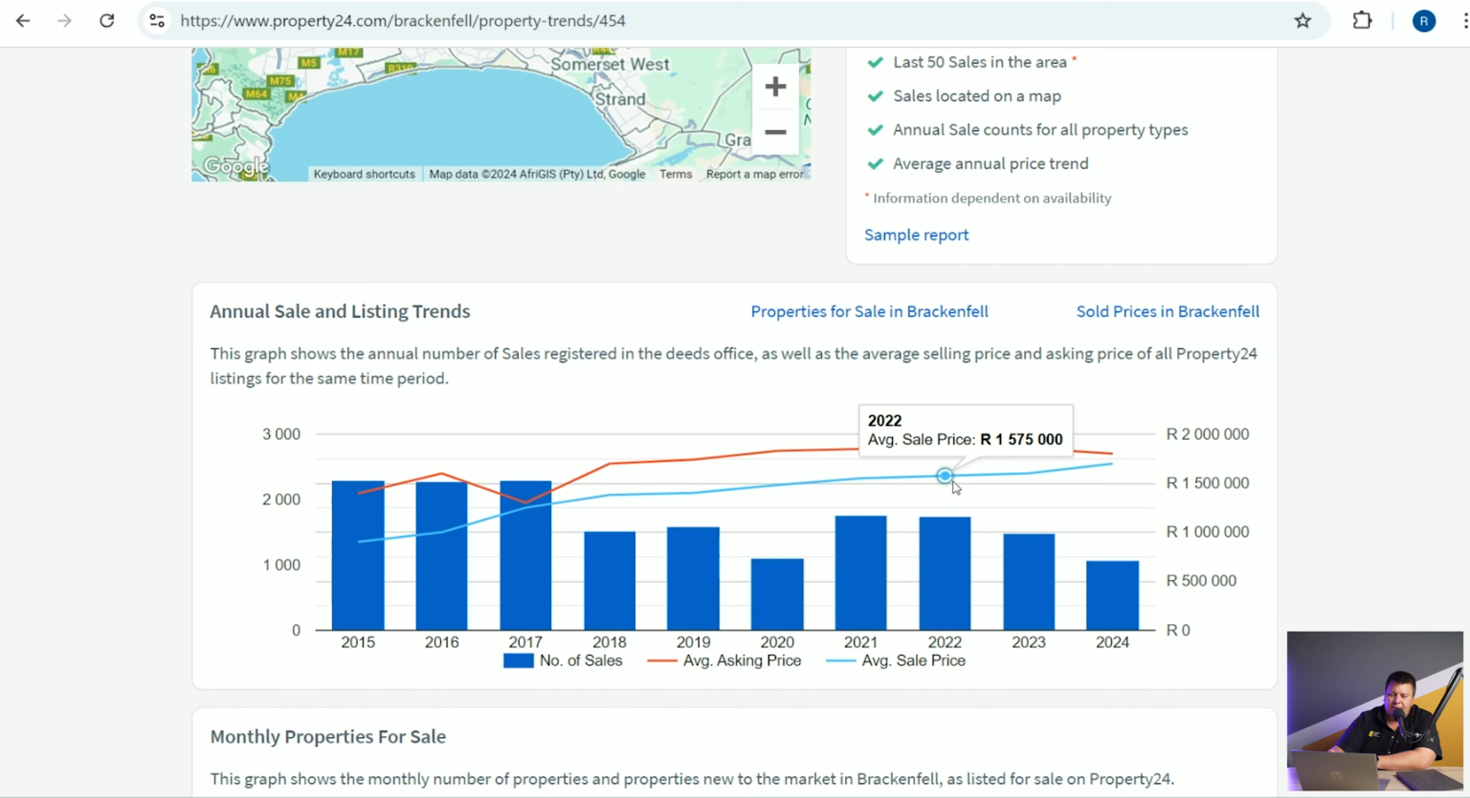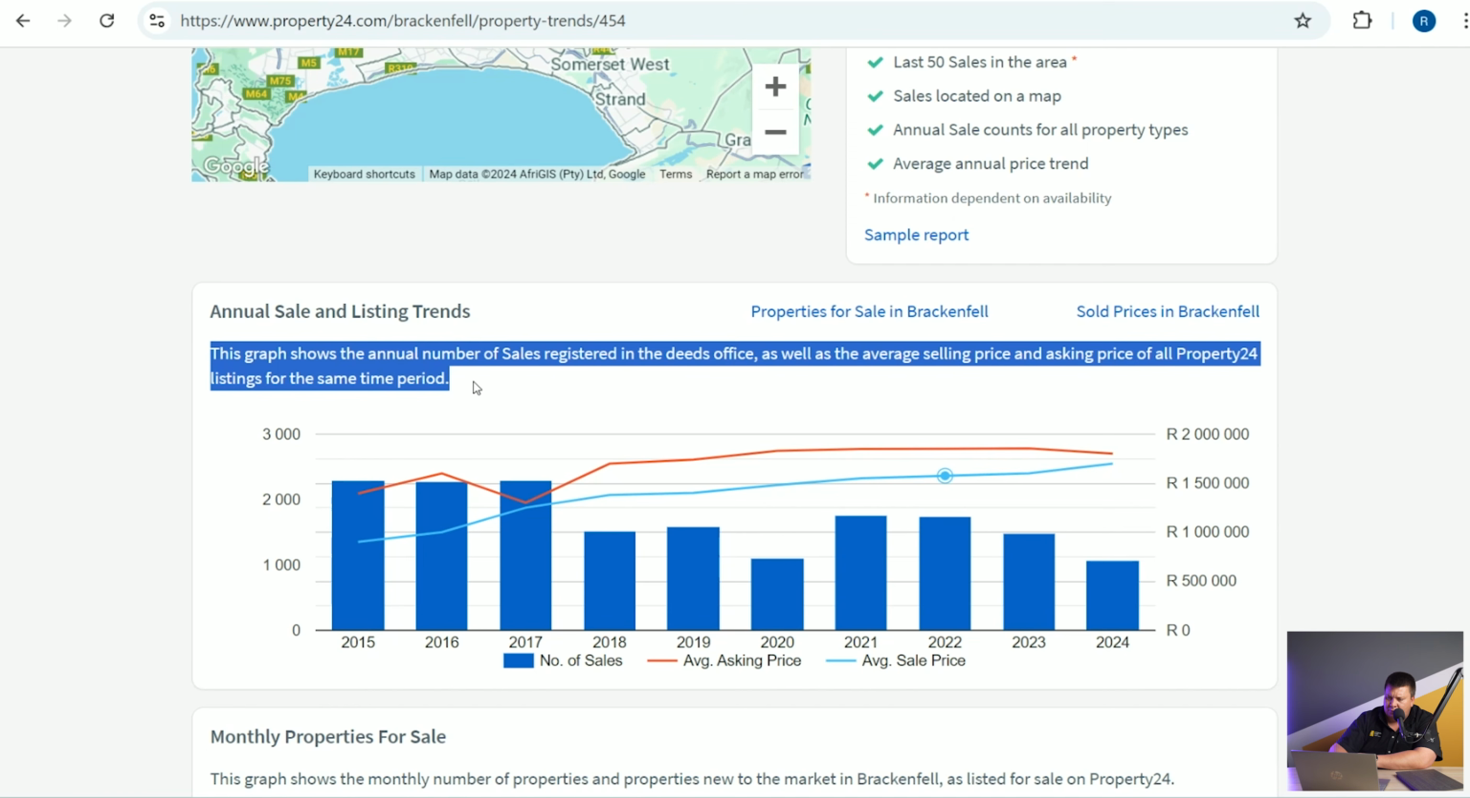Then looking at the average selling price and comparing that to the average asking price, it's important for us to look at this note that Property24 puts on this. It says, this graph shows the annual number of sales registered in the deeds office, as well as the average selling price. Okay, so we know that those two statistics they're getting from the deeds office.